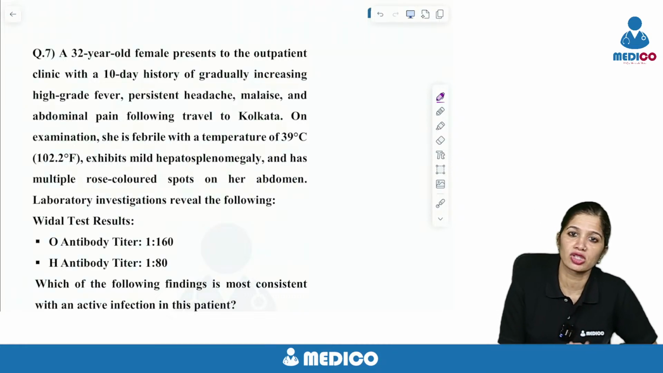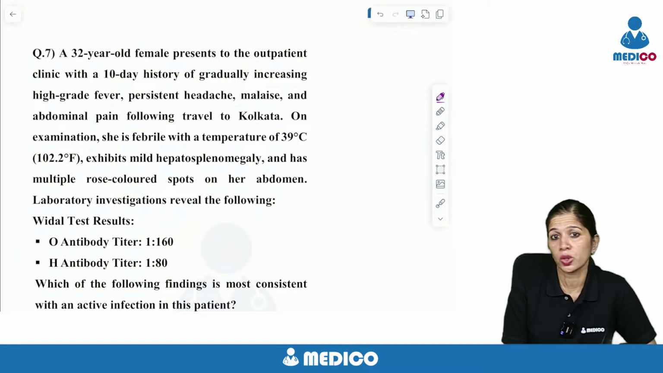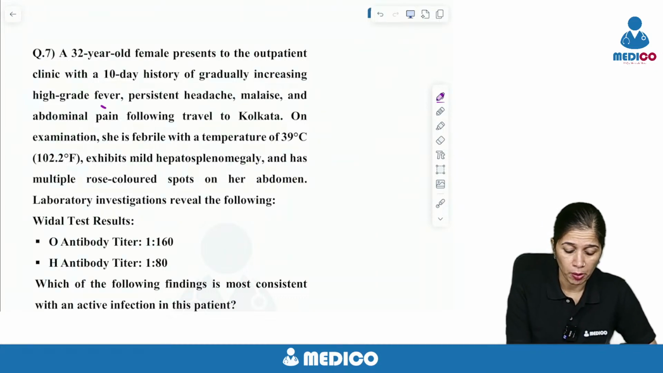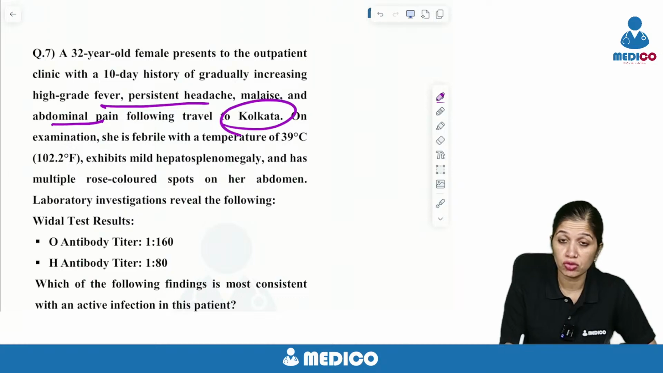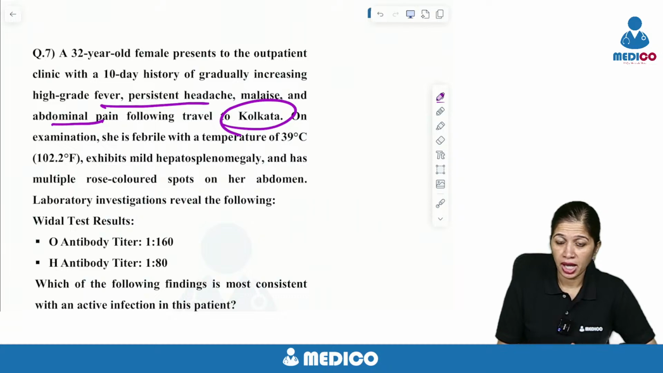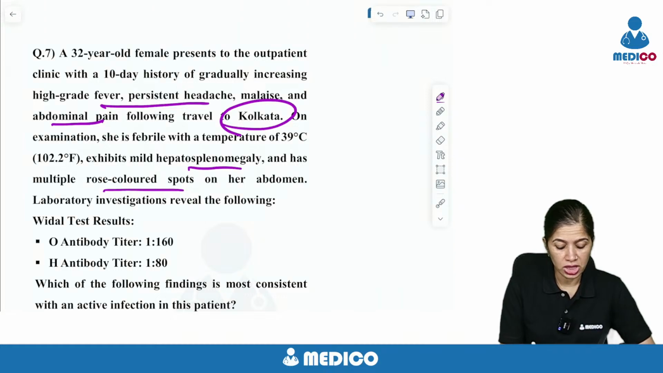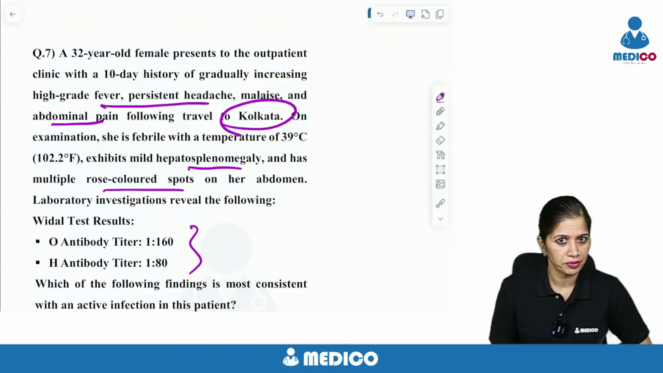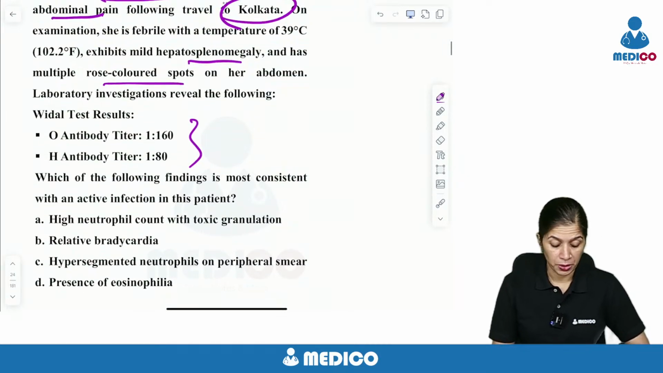So everything is actually given in the question, even the diagnosis you can make out. The patient has a 10-day history of fever, persistent headache, abdominal pain, okay, after traveling to a place which is endemic for some condition. She is febrile, she's got hepatosplenomegaly and she's got rose-colored spots. And she has a Vidal titer also. So what are we looking at? We're looking at Salmonella typhi. That much is clear. Now, which of the following findings is most consistent with an active infection in this patient?